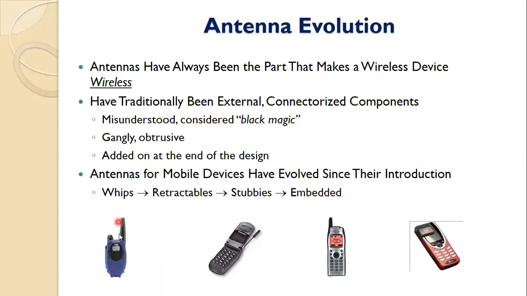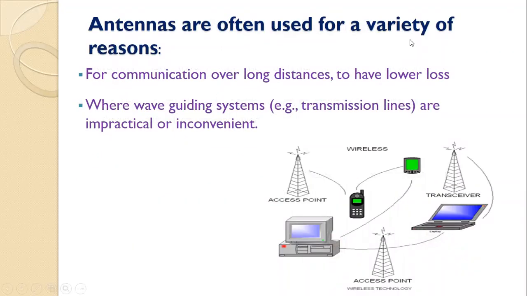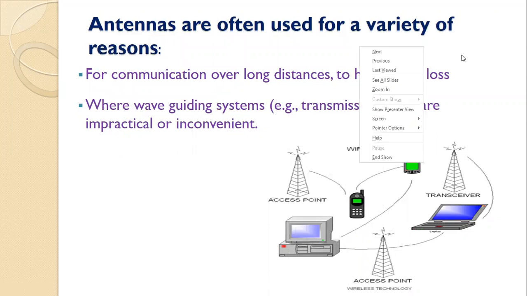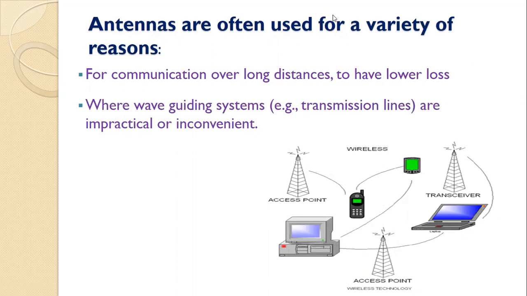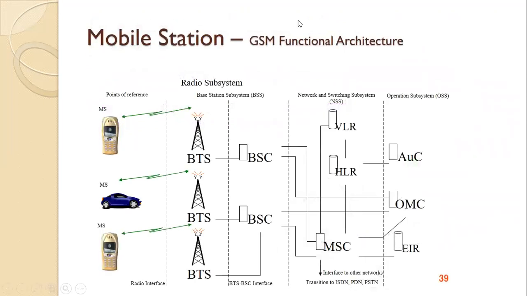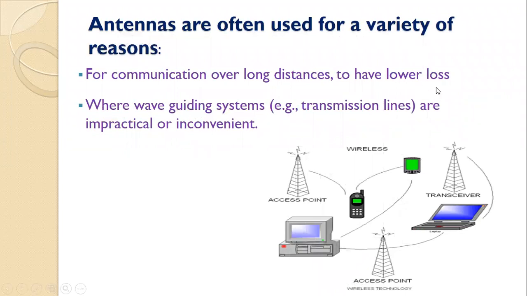So like this, initially the antenna size was long. Second, the antenna could be kept inside the device. Third, the antenna size decreased. Finally, the antenna is disappearing. So this is how antennas have changed from previous times to now. Now antennas are used for a variety of reasons. We can see here the antennas are used for long distance communication, where we cannot have wires or transmission lines, so we can use antennas there.